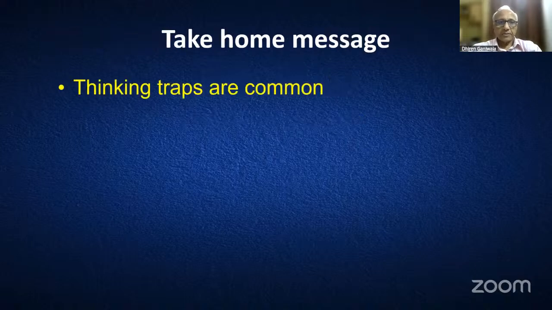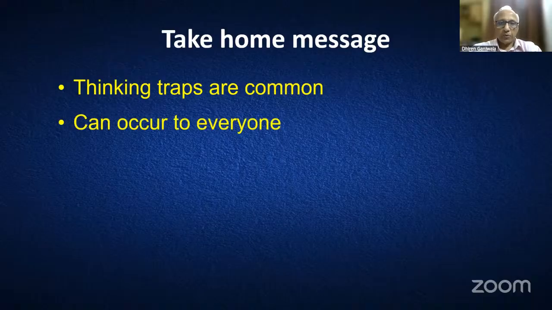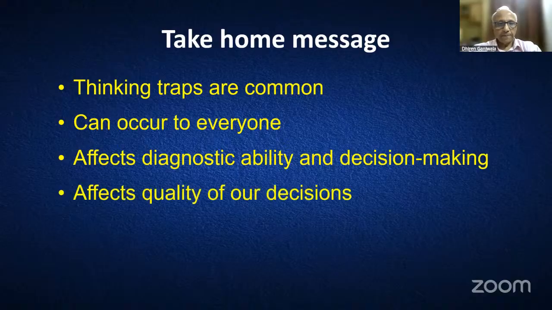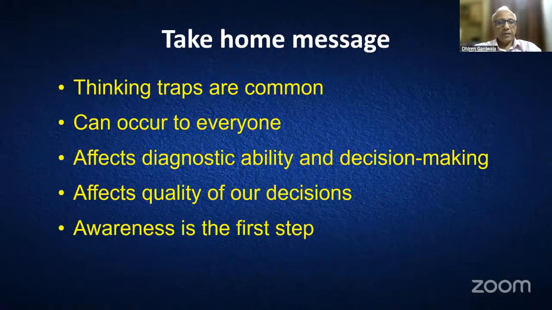So the take-home message is that thinking traps are very common. As I mentioned, 80 to 90% of the decisions are wrong many a times, and that's because of these thinking traps. This can occur to everyone. No one is immune to this. Ultimately, that results in a problem in diagnostic ability and our decision-making ability. And ultimately, our decisions are affected. And awareness is the first step. And this lecture is about the awareness that such problems can take place.